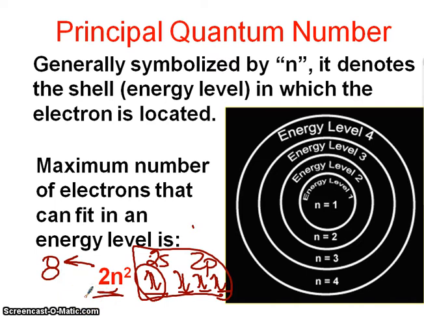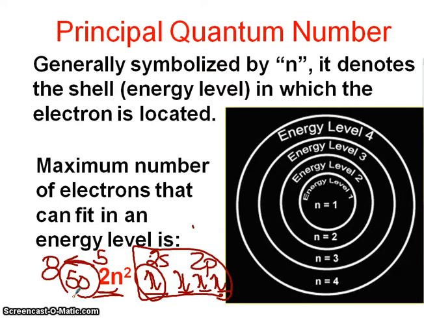Now somebody may say, well, what happens when you get to the 5th floor? Because technically, 5 times 5 is 25, times 2, 50 electrons should be found on the 5th floor. And that, in theory, is true. Yes, that's how many electrons could live on the 5th floor.